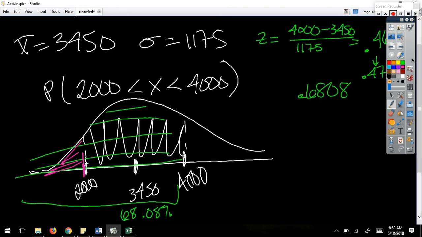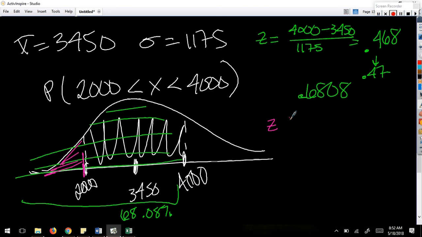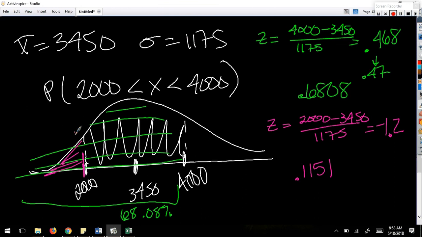I need to find that to get what I want, but now I need to find the pink. 2,000 minus 3,450 divided by 1,175. Oh, so that's a negative, because it's going the way I was shaded here. It's negative 1.2. Look up negative 1.2 in your chart and tell me what you get. So that tells me that this amount is 11.51%.